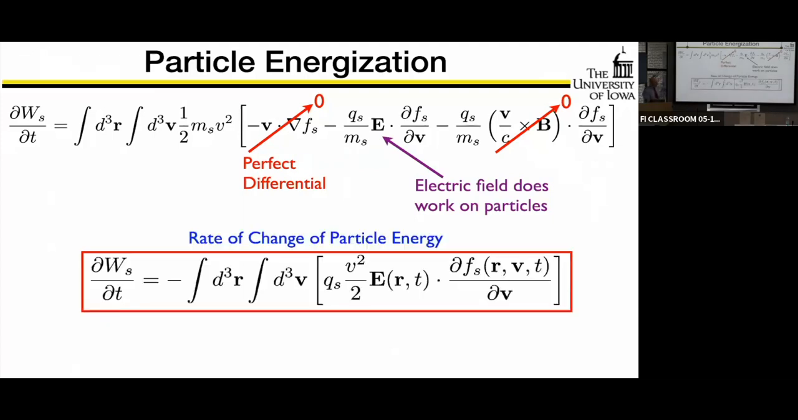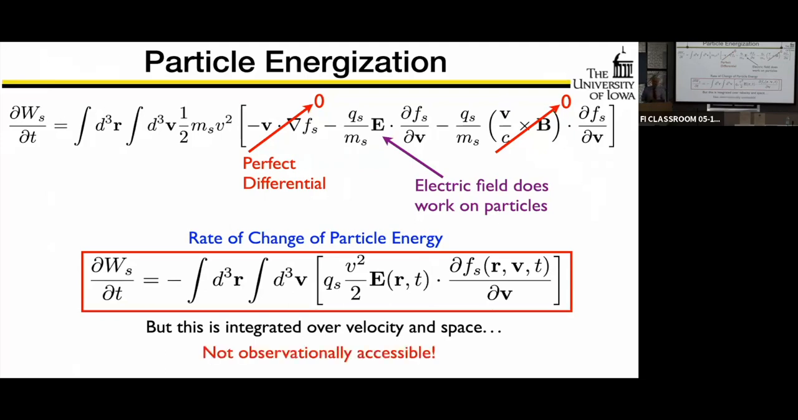So to determine this, we could get the rate of change of particle energy by just calculating this. The problem is, this is integrated over velocity space, which is not too much of a problem, but also over all physical space. And this is not something that's observationally accessible. And so, the motivation for developing this technique was to use it with spacecraft observations where you have one or at most a few points where you have measurements. You can't integrate over all space doing that.